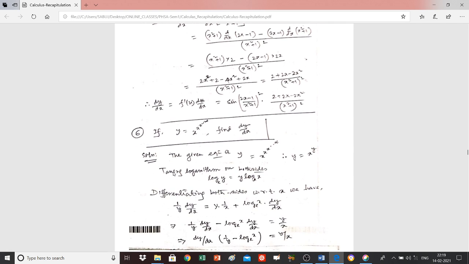Now another example is here: y is equal to x to the power x to the power x to the power x, in this way up to infinity. Then you have to find dy by dx. So here the given relation is y is equal to this, and this can be written as y is equal to x to the power y, because just think of these terms except the first one. So the first one is x, I have written here, and then the power of x is x to the power x to the power x in this way. So except this term, the rest of the terms are infinity minus 1. So total infinity, so these terms are infinity minus 1.